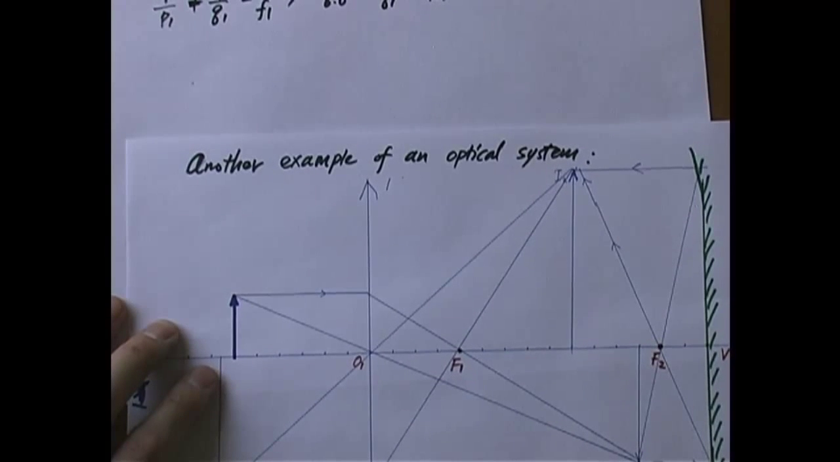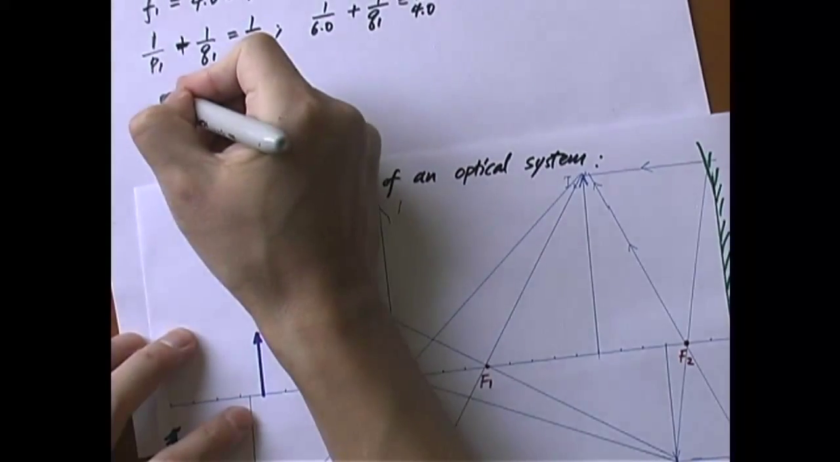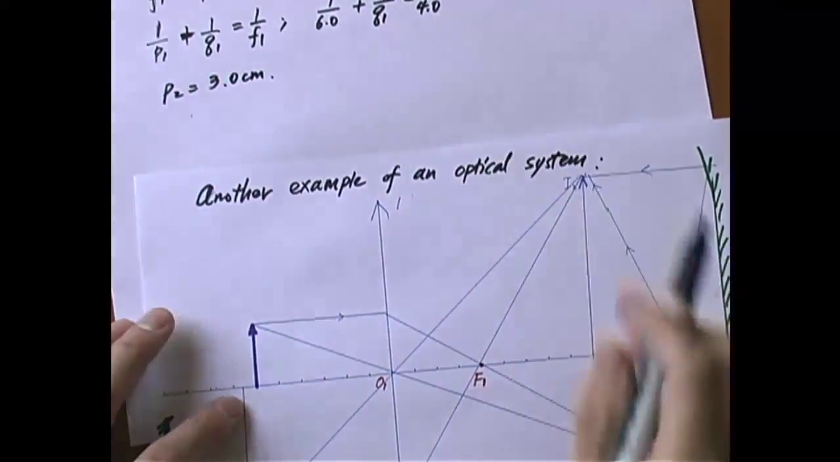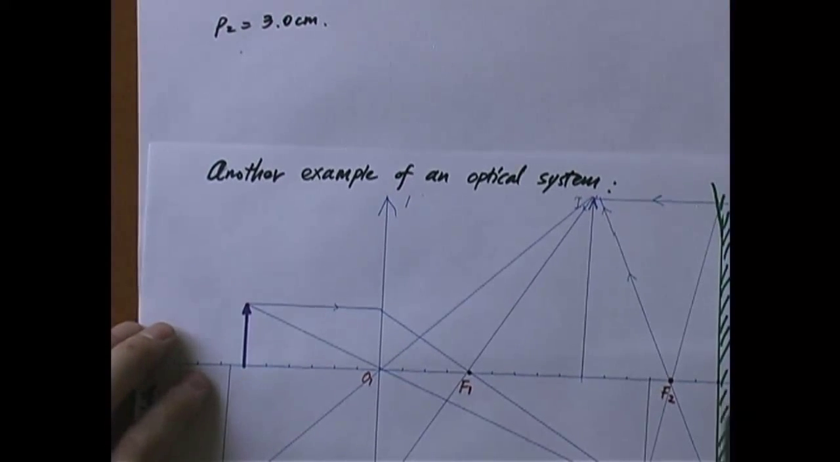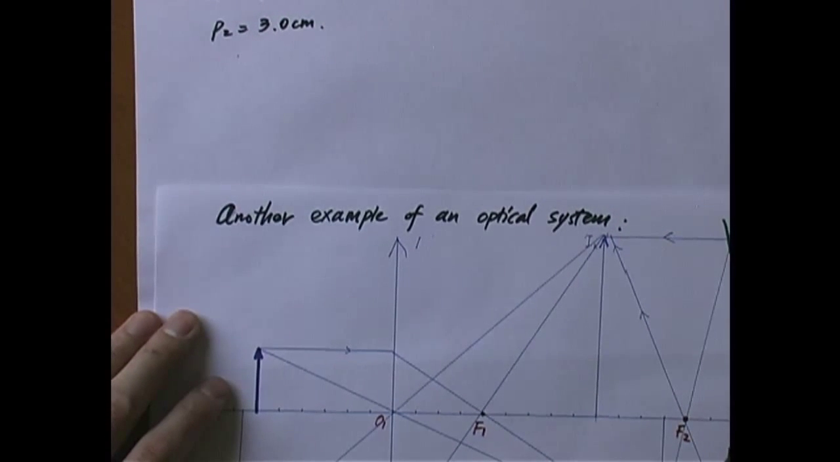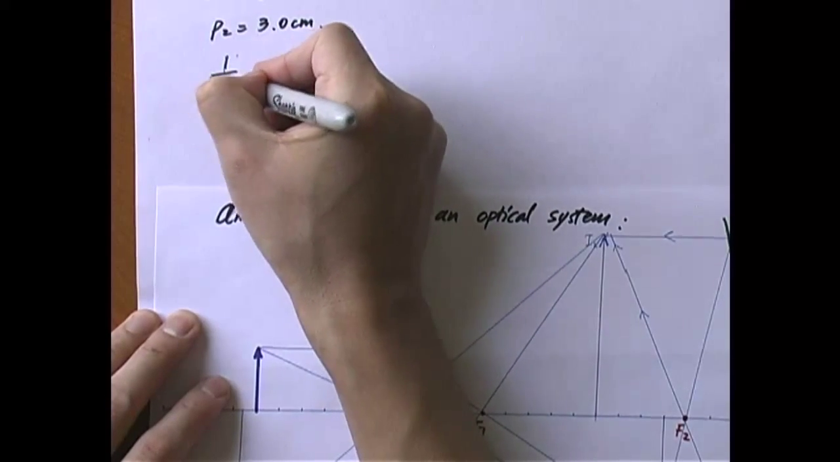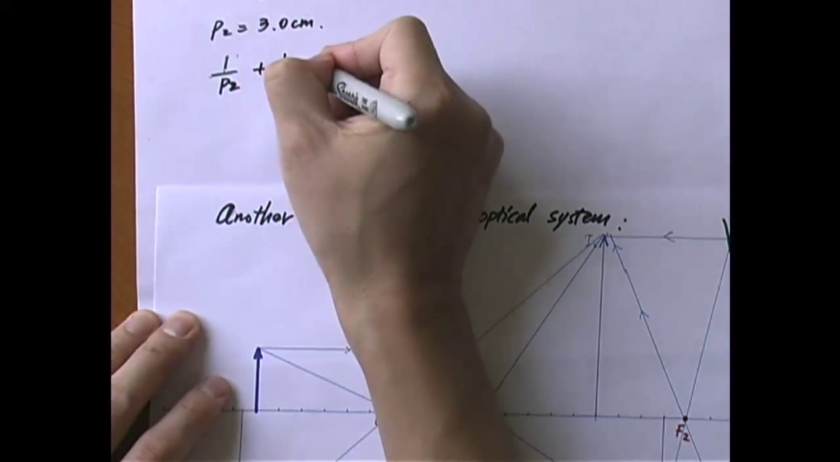I1 now serves as the object for the second instrument, which is the mirror. So for the mirror, the object distance would be 3 centimeters from here to there. So I have P2 equals 3 centimeters. Then I can apply the mirror equation to locate I2, the image produced by the mirror. Here's the mirror equation: 1 over P2 plus 1 over Q2 equals 1 over F2.